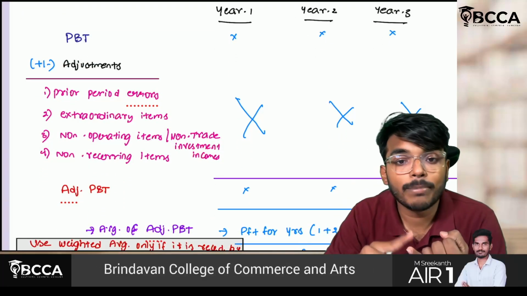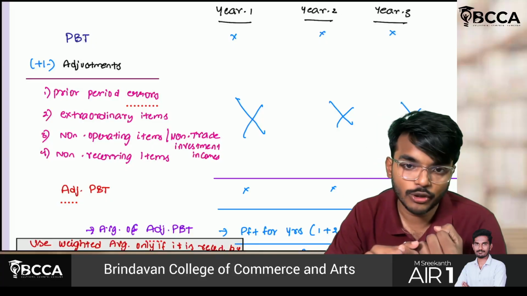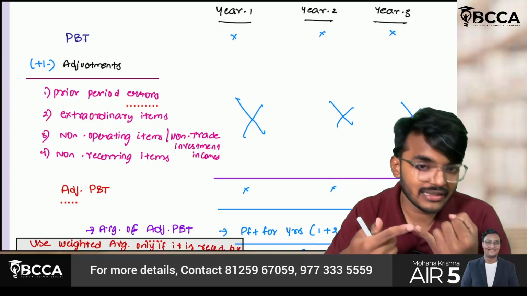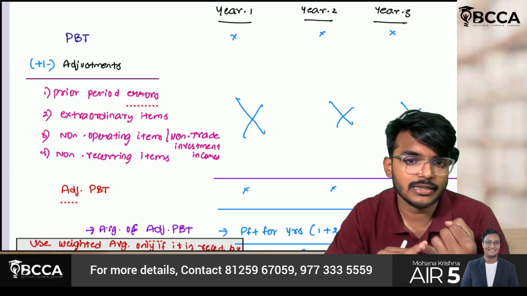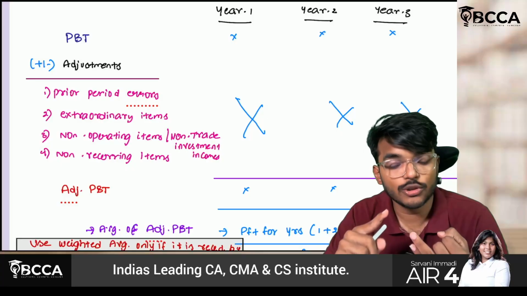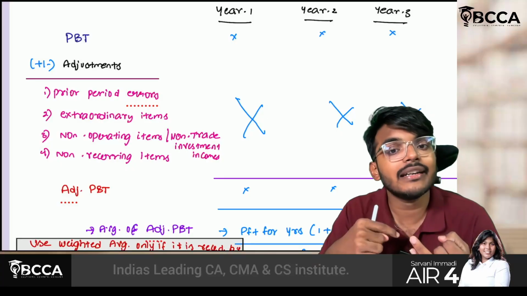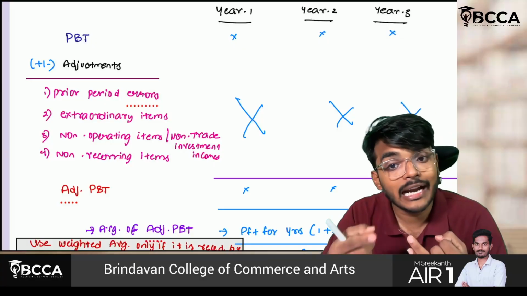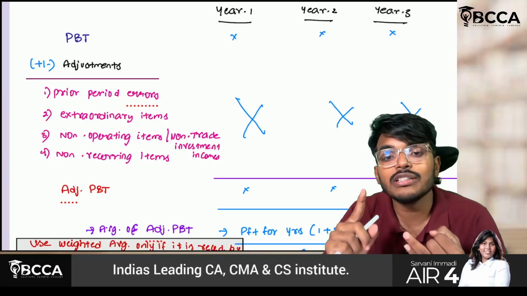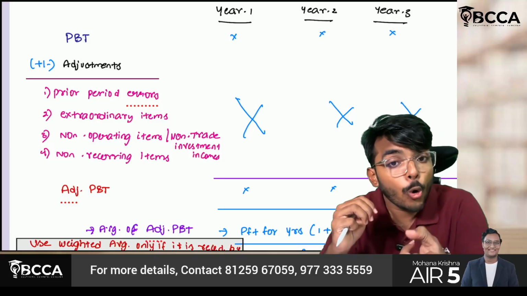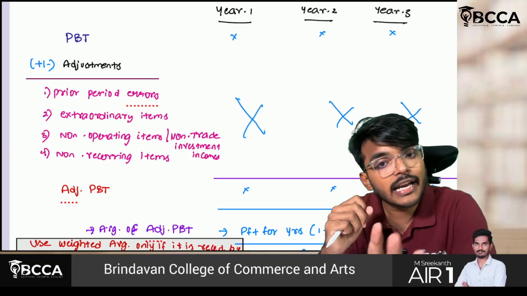First one, prior period error adjustments you have to do. If there is any rectification of errors which should be done in the previous years, that we will be doing first. Second, if there are any non-operating items or non-trade investment related incomes adjusted in the P&L account, you have to go ahead and make an adjustment with respect to those non-trade investments.